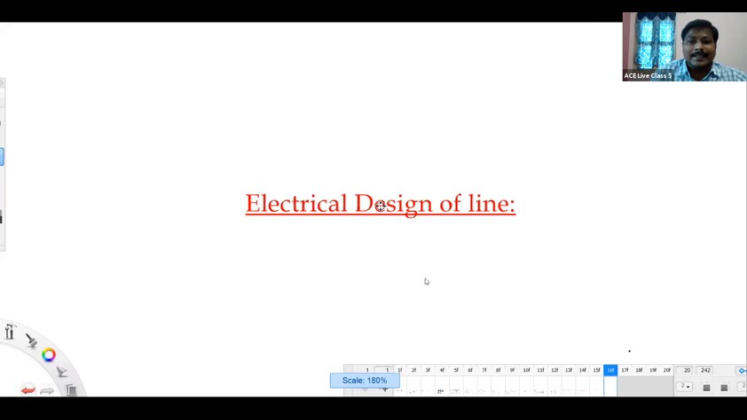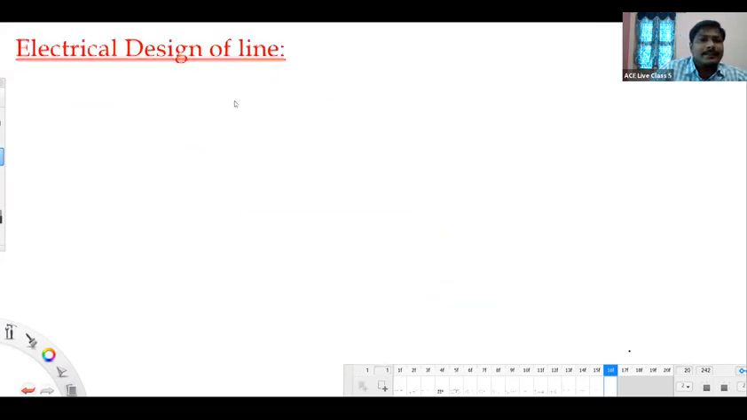In this electrical design of line, we will be concentrating mainly on two things. One is conductor size selection. And second one will be, obviously, we'll discuss that.